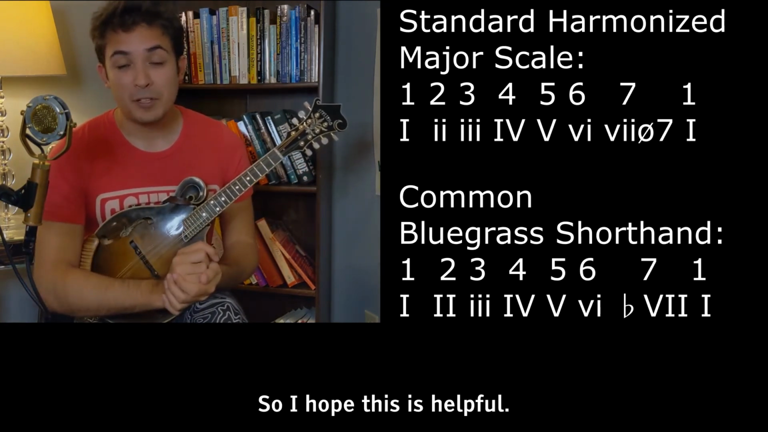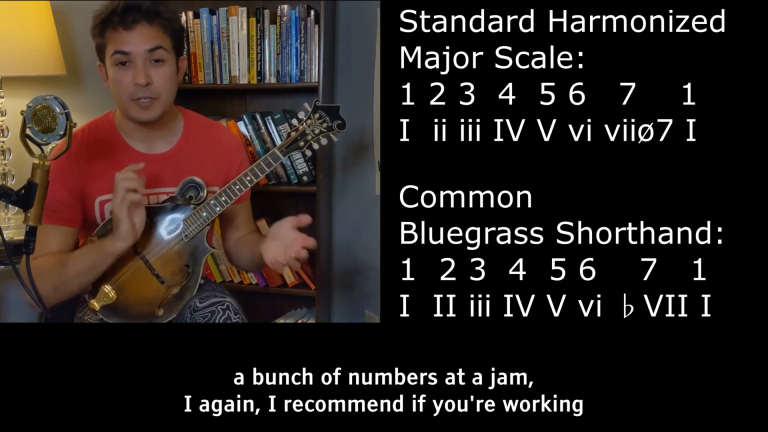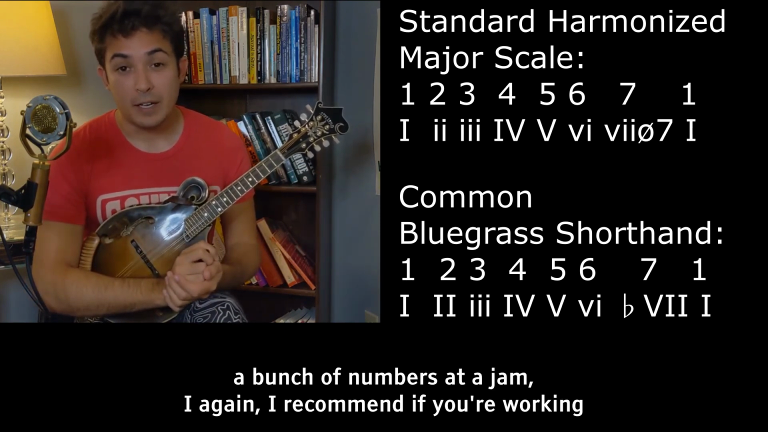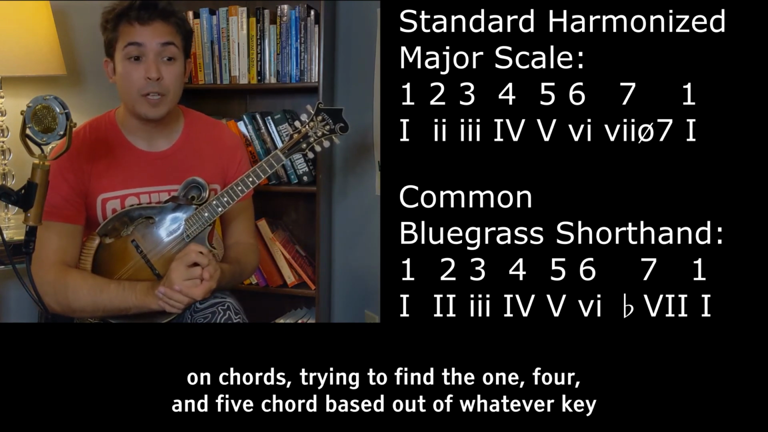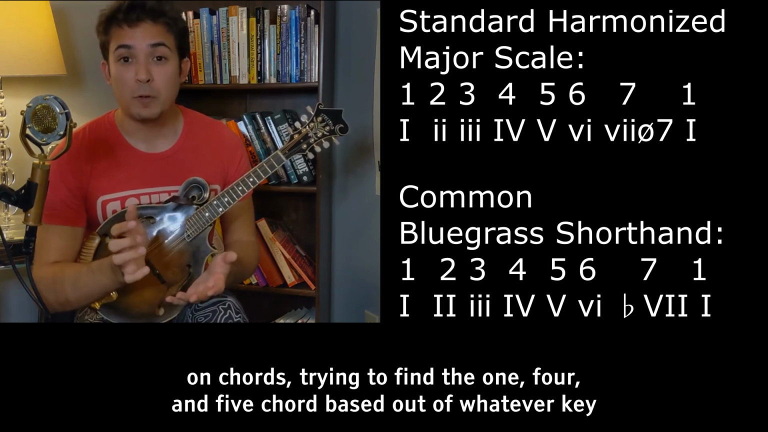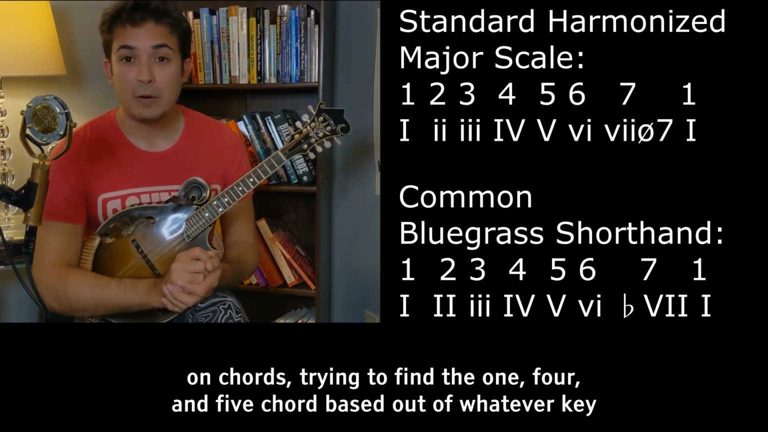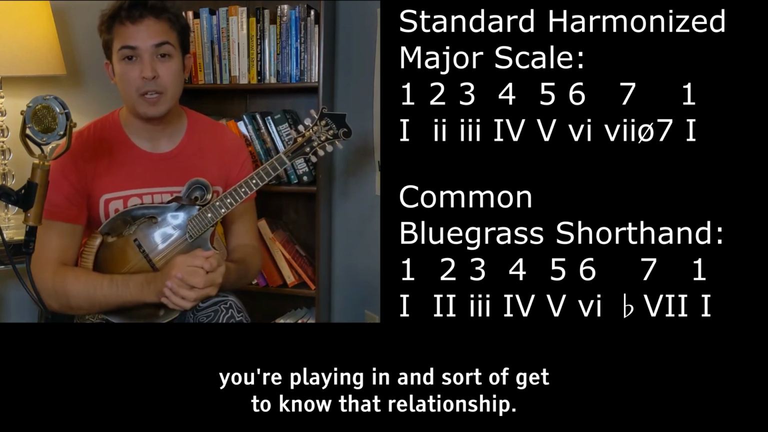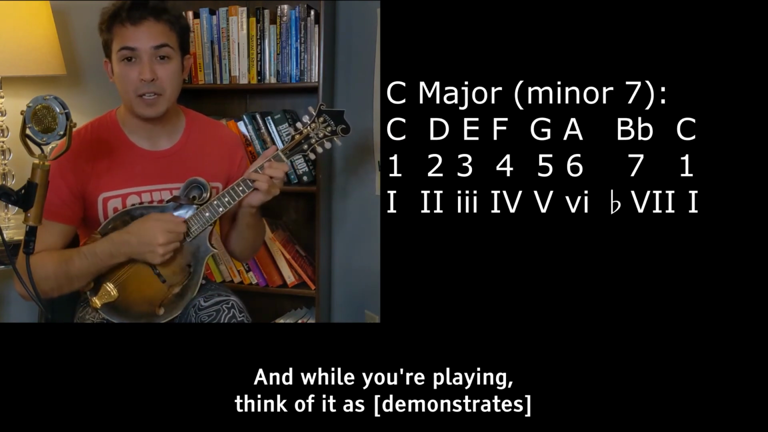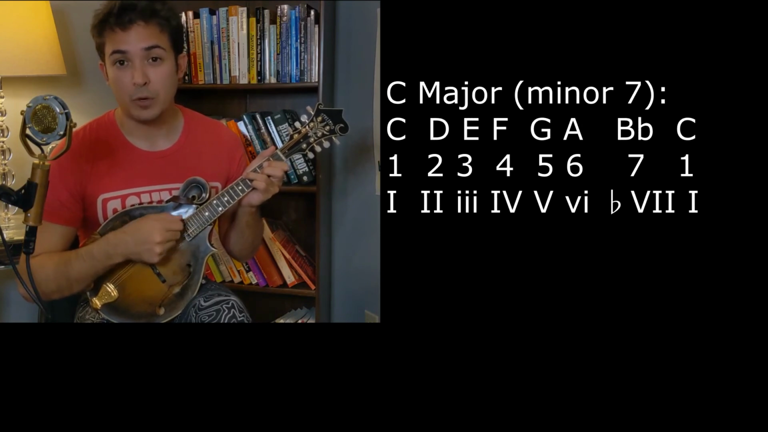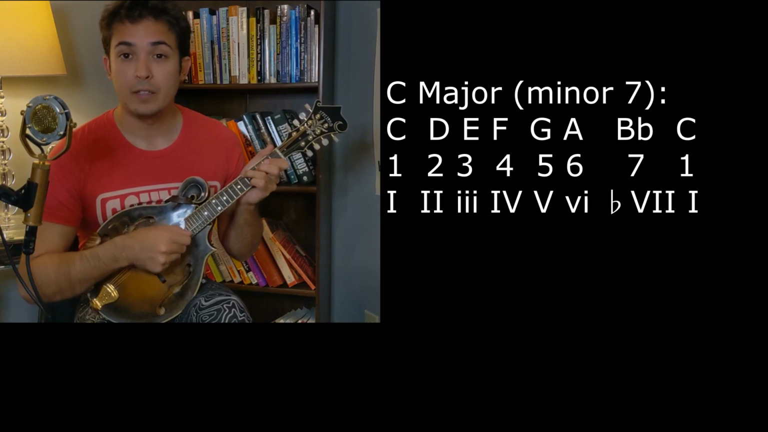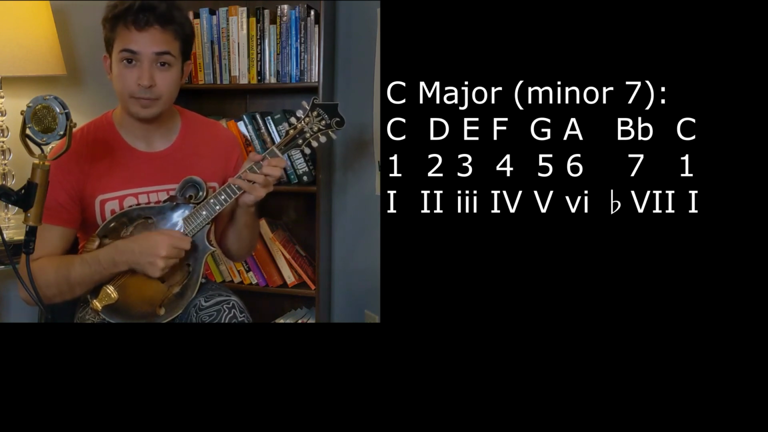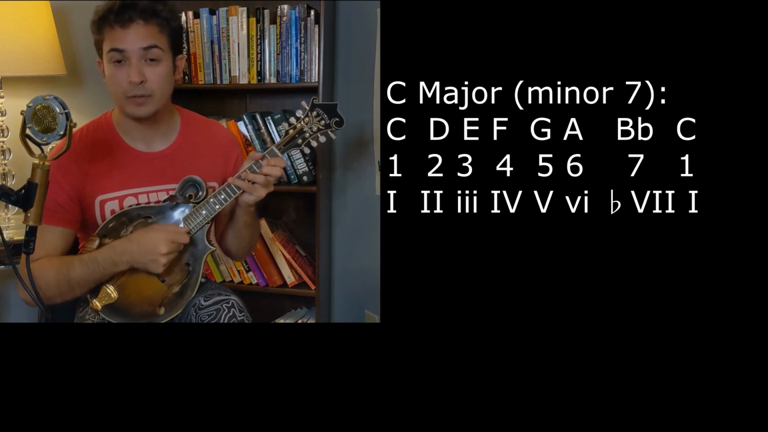So I hope this is helpful the next time you hear people calling out a bunch of numbers at a jam. I recommend, if you're working on chords, trying to find the 1, 4, and 5 chord based out of whatever key you're playing in and getting to know that relationship. And while you're playing, think of it as, okay, I'm playing the 1 chord, I'm going to go to F, which is the 4 chord. And now I'm going to go up to 5, so G chord. And then back to the 1.